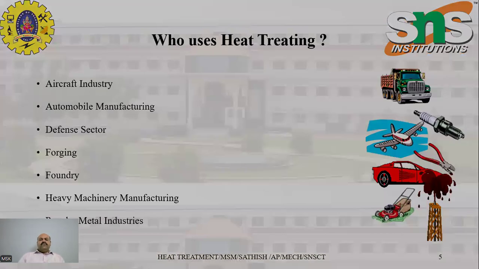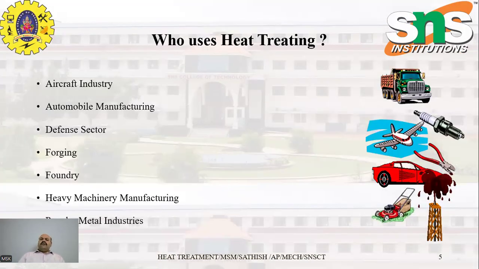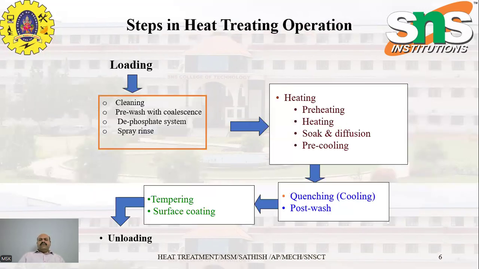And today we will move on to the requirements of heat treating purposes. We have almost all the industries: aircraft industries, automobile manufacturing, defense sector, forging, foundry, heavy machinery manufacturing, powder metal industries. Almost all the sectors require this heat treating process, right? And what are the major steps we have in the heat treating operation?